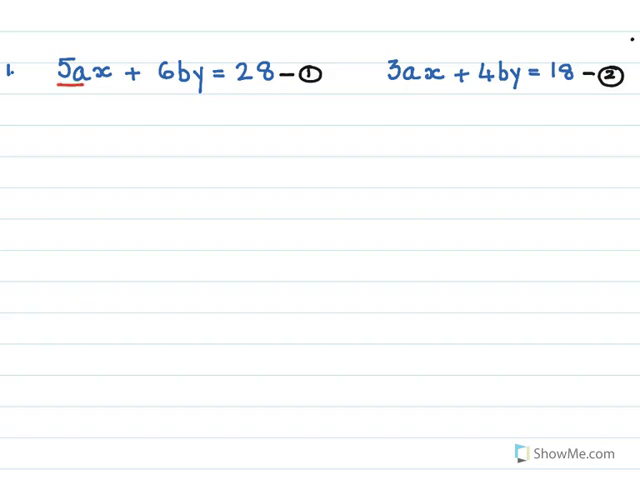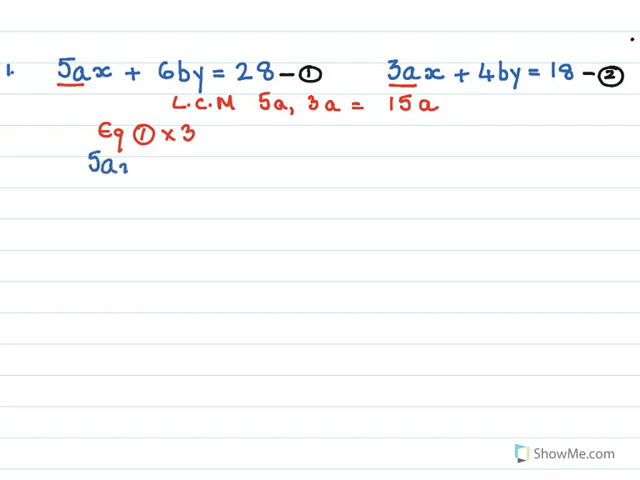Coefficient of x here is 5a and the coefficient of x here is 3a. So the LCM of 5a and 3a is equal to 15a. So each of the coefficients I have to make as 15a. So my first equation, equation 1, I need to multiply by 3, so it becomes 15a.